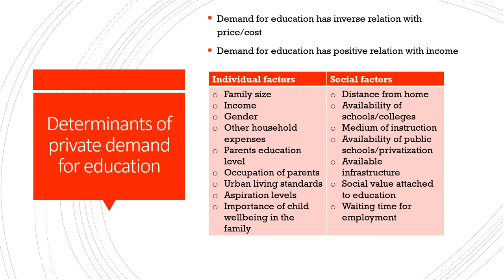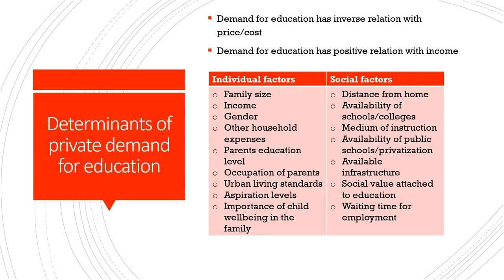Other household expenses also play an important role with respect to demand for education. Parents' education level: if someone's parents are very educated, then they would want to spend on the education of their children. Although aspiration levels also play an important role, parents may not be educated, but the overall aspiration level of acquiring education is so high that they may want to spend on the education of their children. Similarly, occupation of parents, importance of child well-being in the family, these are all individual factors that go on to determine demand for education.